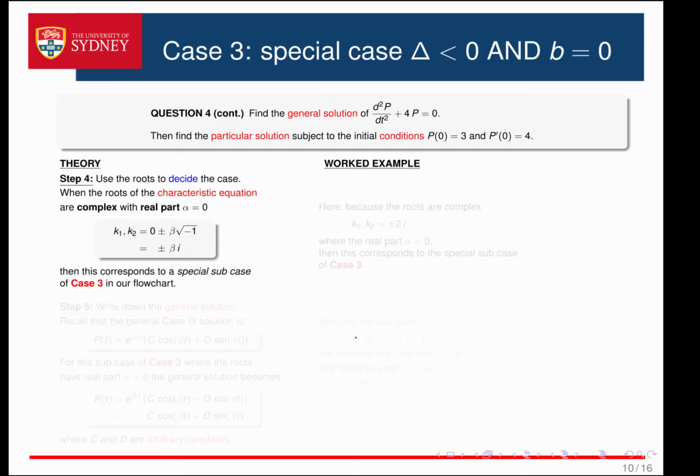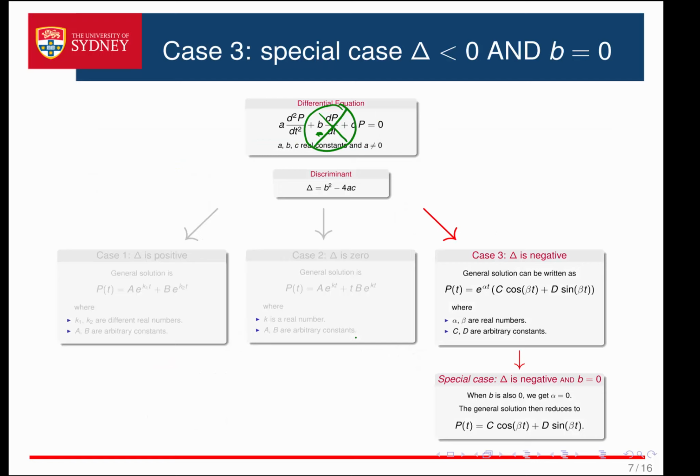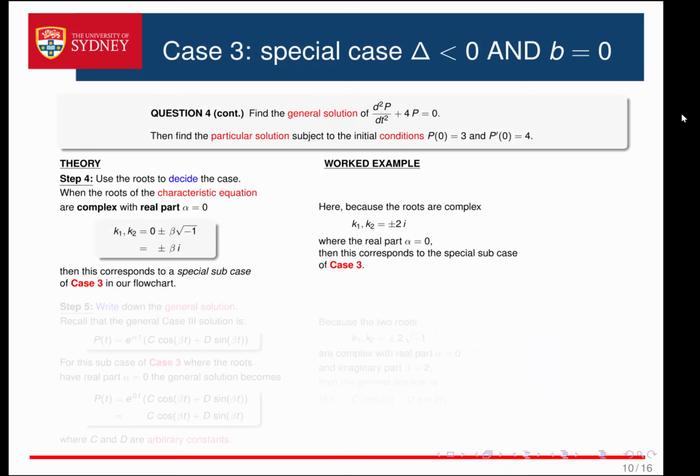Step 4. Use the roots to decide the case. As we have seen, for this subcase, because the discriminant is negative and the dp/dt term is missing, the roots are complex with real term 0. Here, because our roots are complex with 0 real part, this is our subcase of case 3.